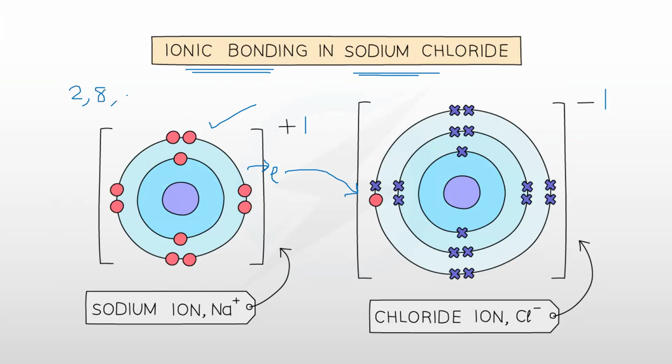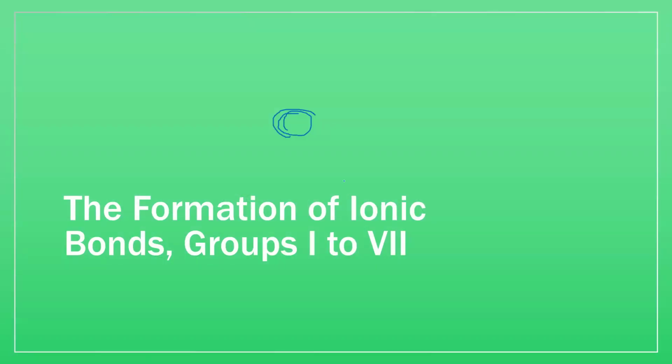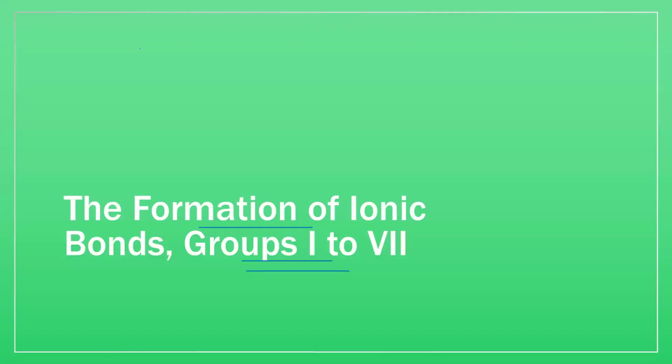If sodium was 2, 8, 1 and chlorine was 2, 8, 7, sodium lost this electron and this electron was gained by chlorine. And now chlorine is 2, 8, 8 and sodium is 2, 8. Is it clear? This is how an ionic bond forms. And now one of them is positive and one of them is negative. And there's always electrostatic attraction between a positive and a negative ion. So the formation of ionic bonds, how is it going to take place from group 1 to 7? Let me show you that as well.